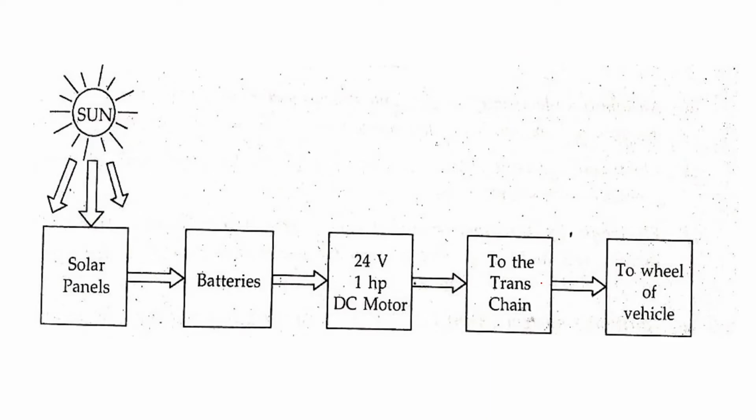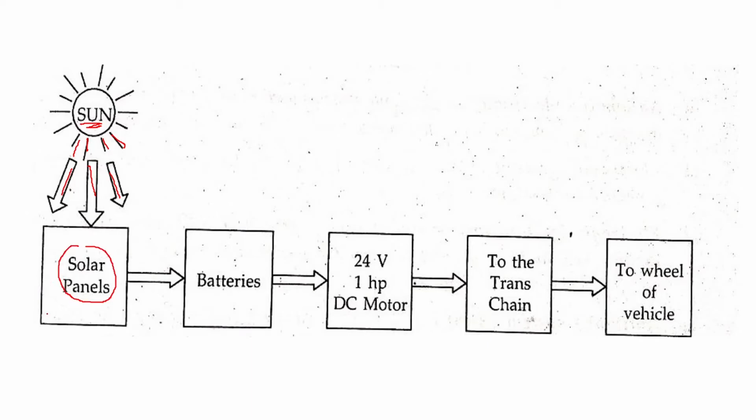If you want to draw in your exams the simple and basic block diagram of solar automobiles, you can see here, you're having your sun over here. The sun is going to give the solar energy. So this is how solar energy is picked. Then it is picked by the solar panels.